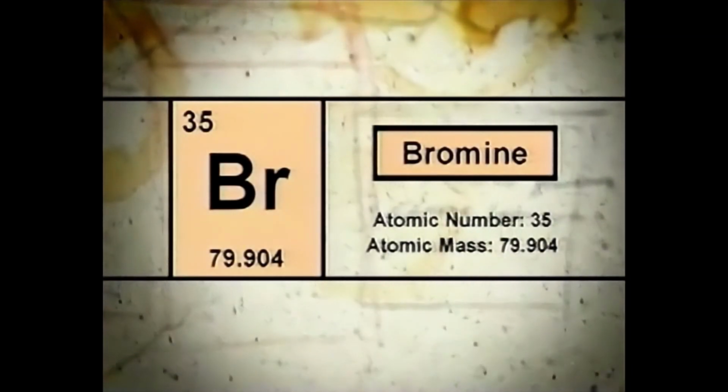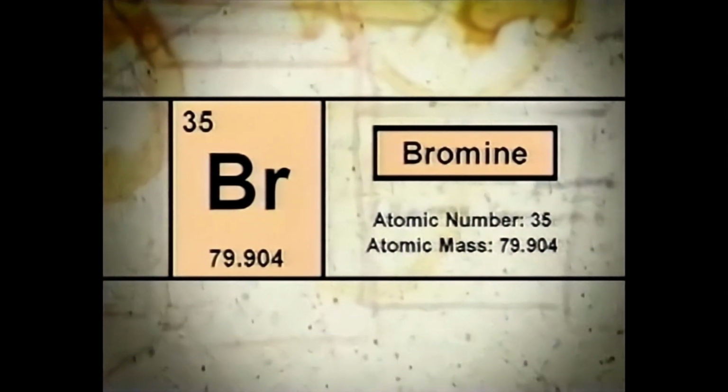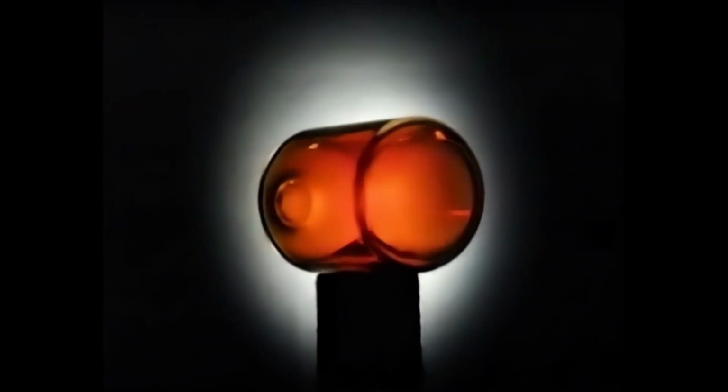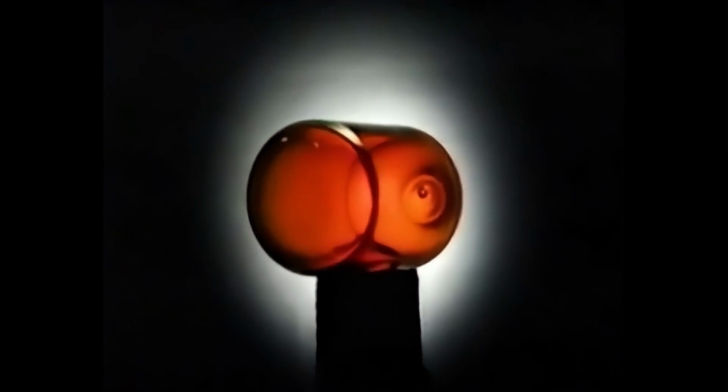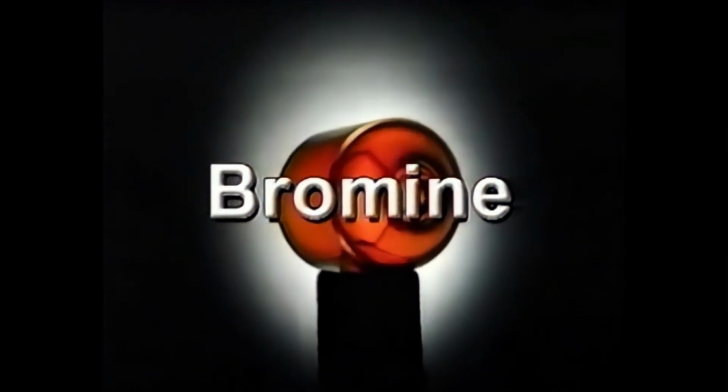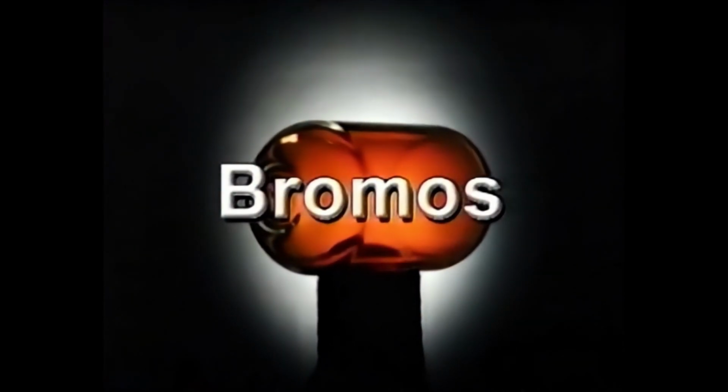Element number 35 on the periodic table is bromine. The atomic symbol for bromine is Br. Bromine is a heavy red-brown liquid with a strong odor and is the only non-metallic element that is a liquid at room temperature. Bromine gets its name from the Greek word bromos, which means stench.